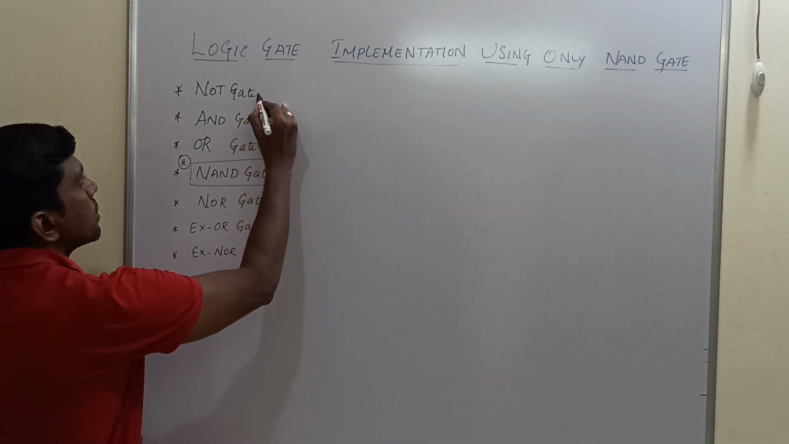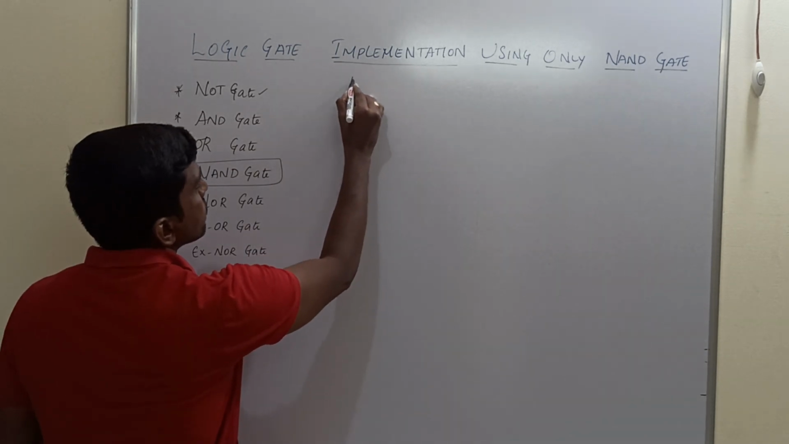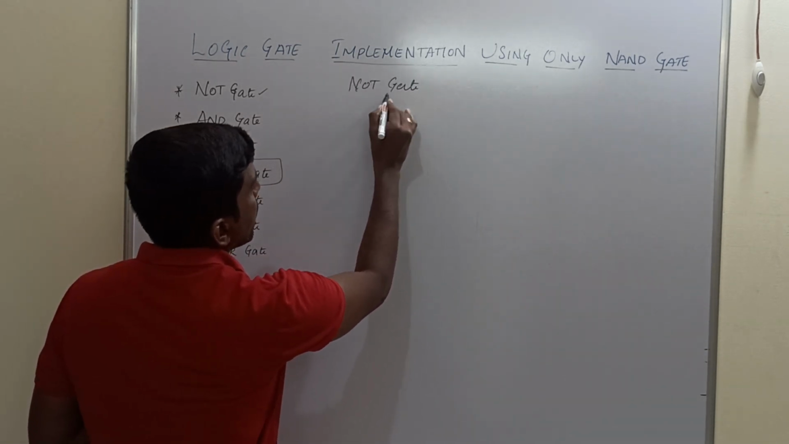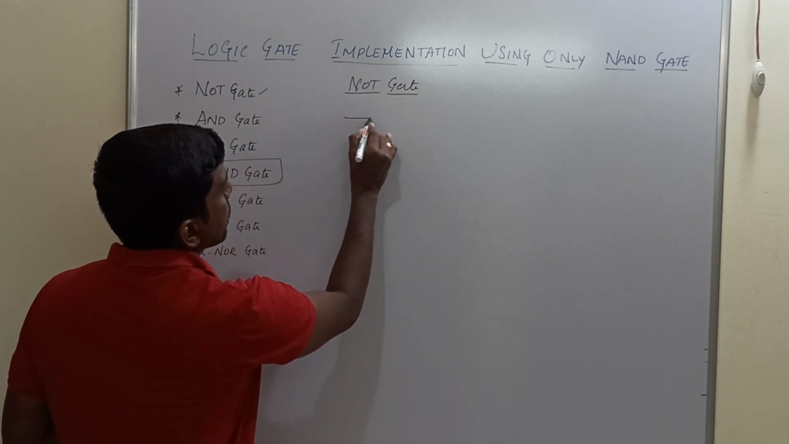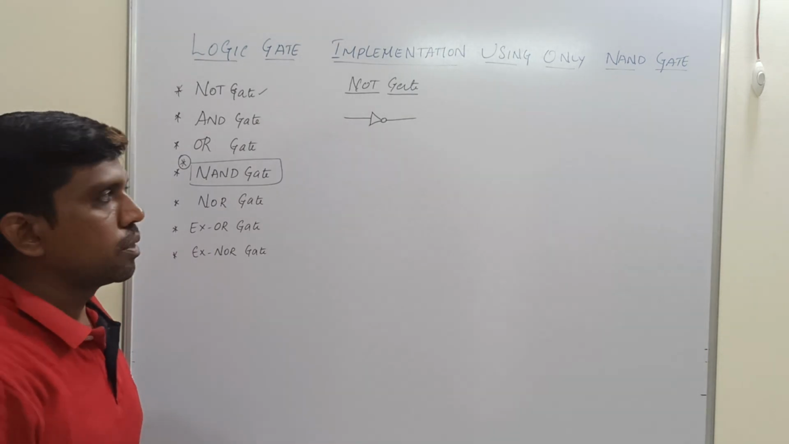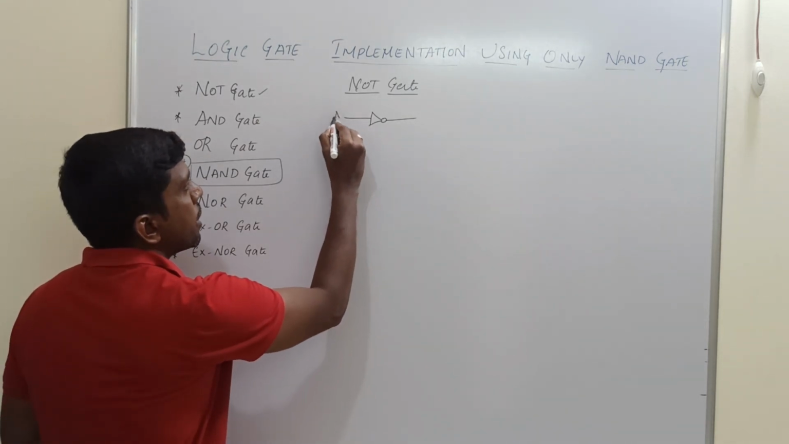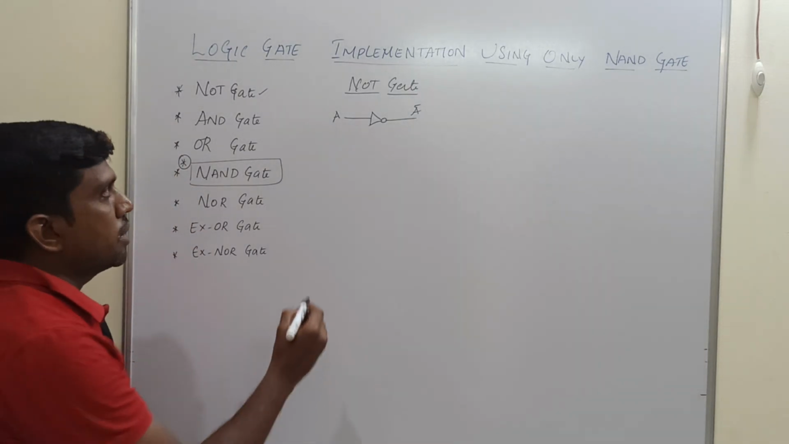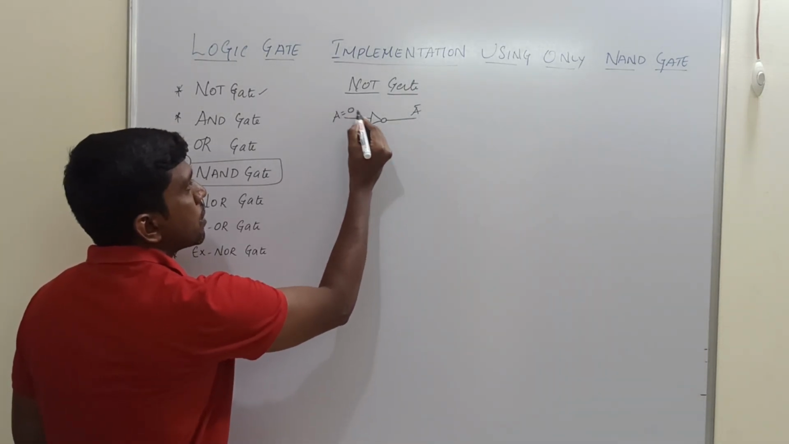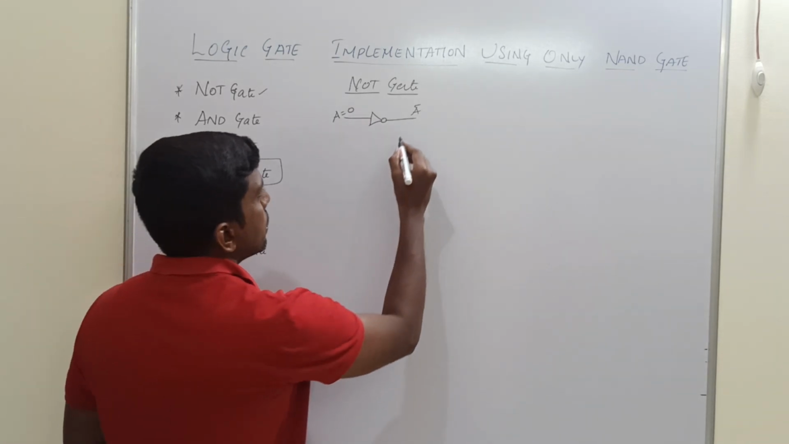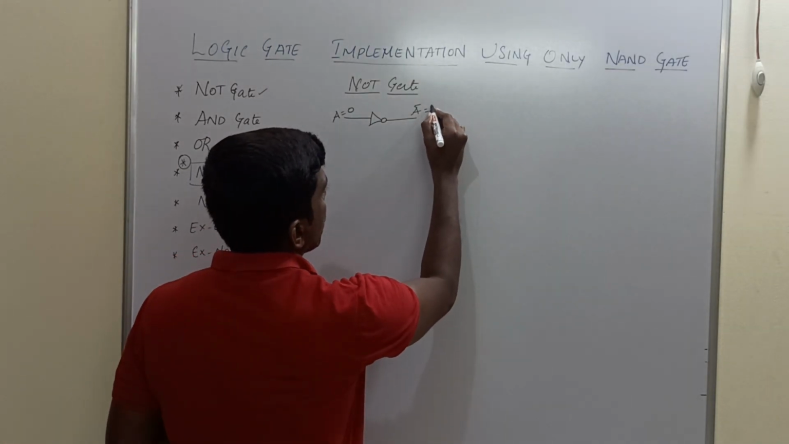So let me take NOT gate. It's a single input gate. Now I draw the symbol. So it's the symbol of NOT gate. Input is A, output is A bar. So let me assign the A value equal to 0. The output of the NOT gate is just the complement of input. So A bar value equal to 1.